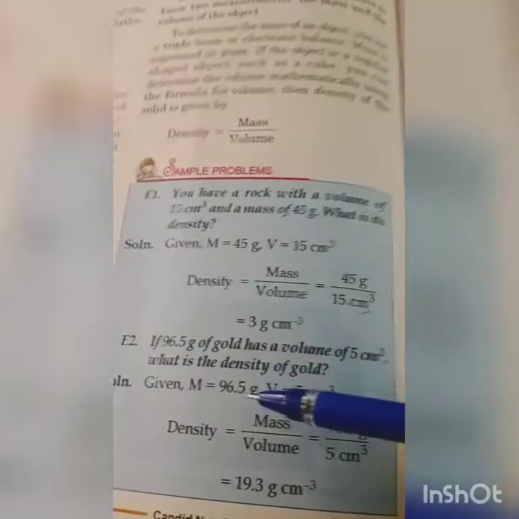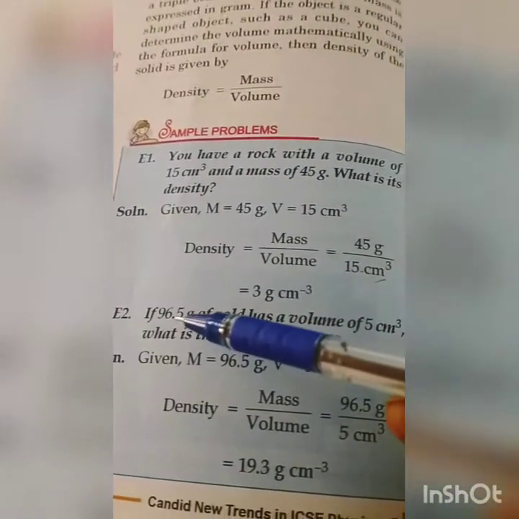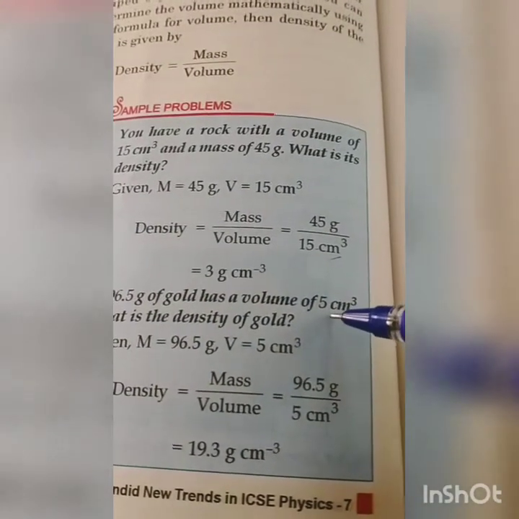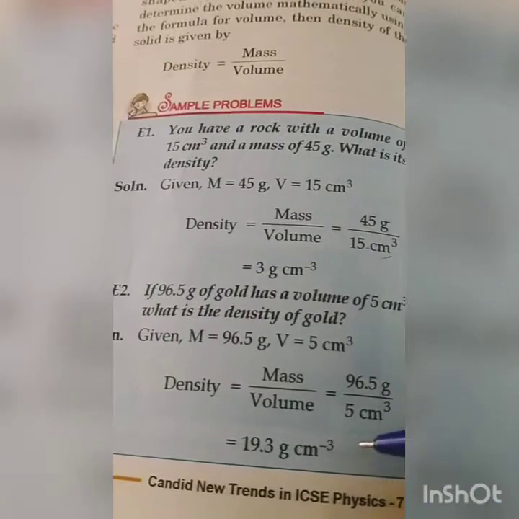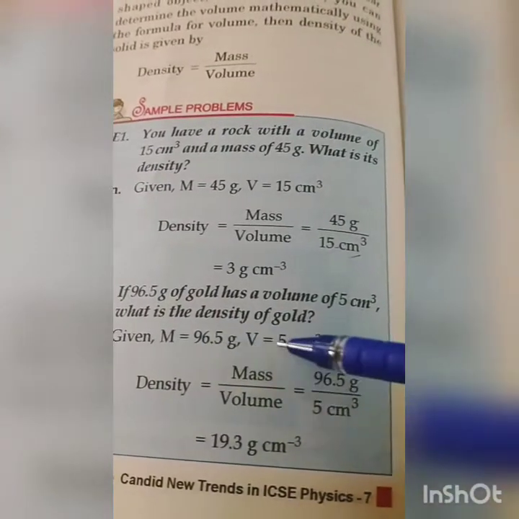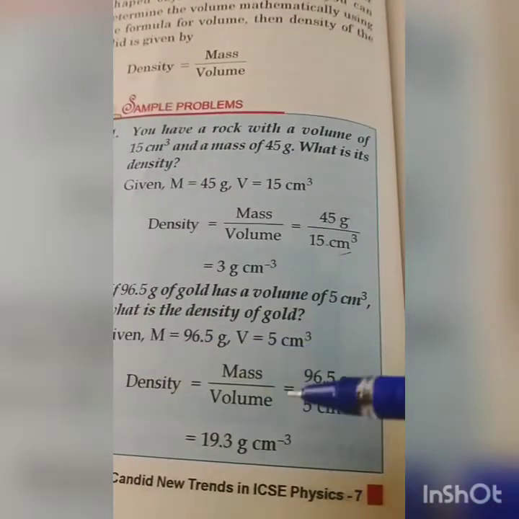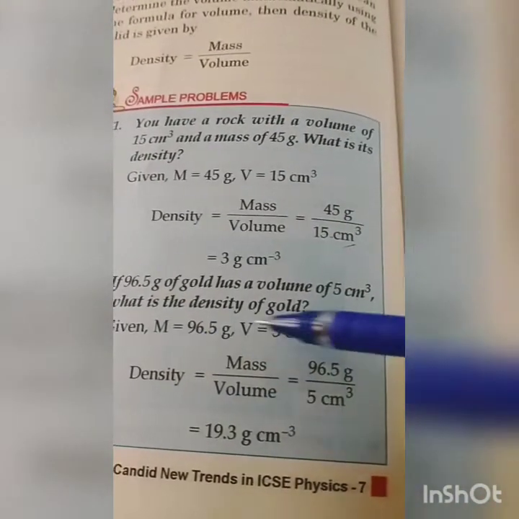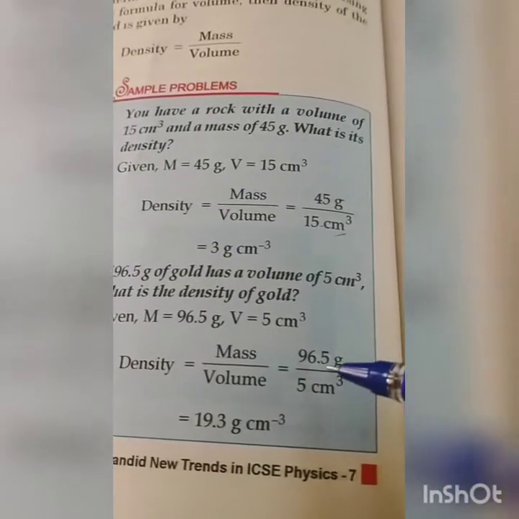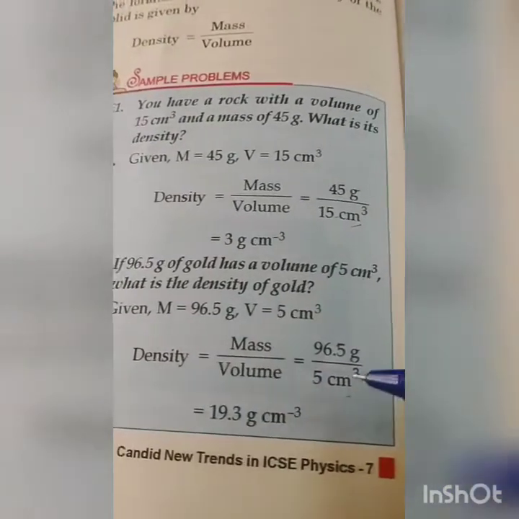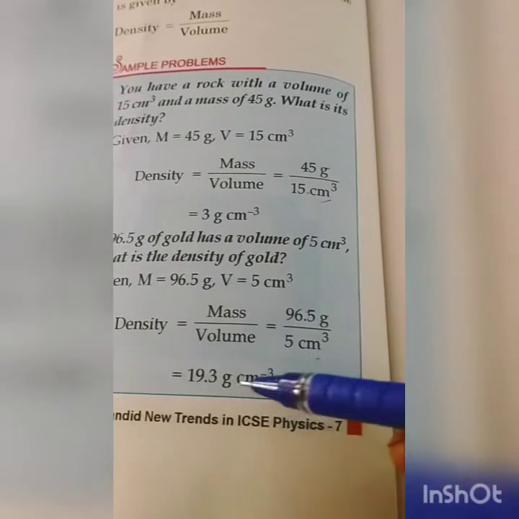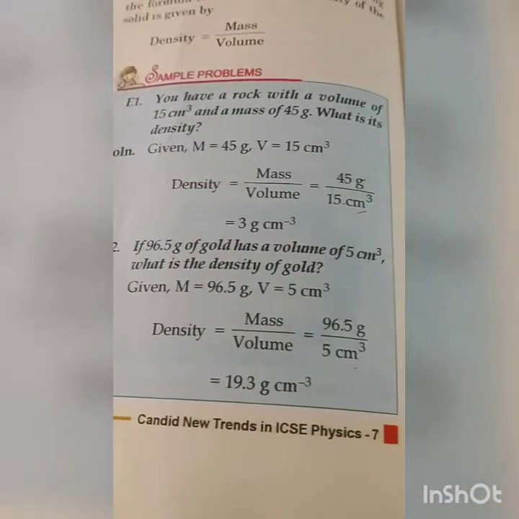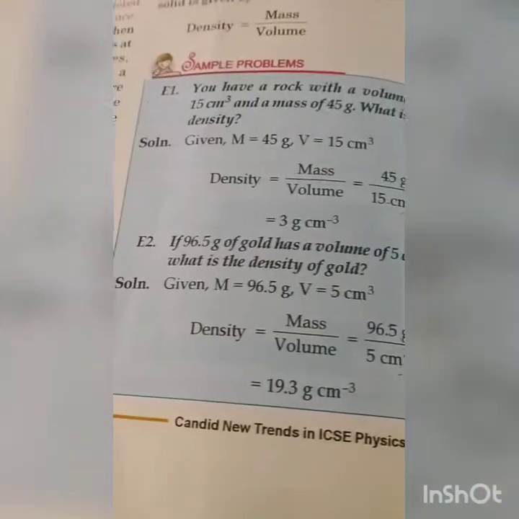Okay, now the second example. 96.5 gram of gold has a volume of 5 centimeter cube. Now find the density. Again we are given mass in grams and volume in centimeter cubes. So there is no problem in units, we can divide. So divide it and you get 19.3 gram per centimeter cube. So that is the density of the gold.